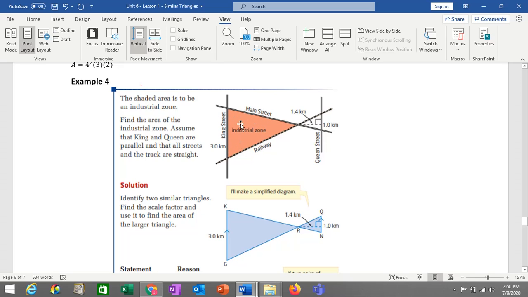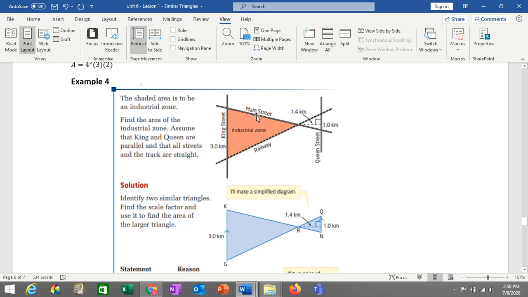So you might notice that in certain areas they have industrial buildings, in certain areas they have commercial buildings. Maybe you've covered this in a geography class of some kind, but you're allowed to build certain buildings in certain places and not allowed to build them in others. So this is an industrial zone. Assume King and Queen are parallel. Those two streets you could put little lines on, they're parallel. And we want to find the area of the industrial zone.